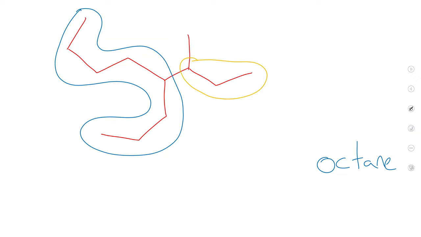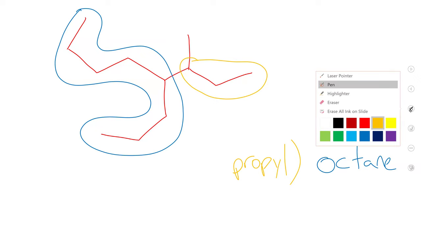Close. Our longest continuous carbon chain coming off of a branch, we have to call this carbon 1, because that's the part that's directly attached to the branch. Oh. So that's a propyl group. But our propyl group has a branch on it. That's why we use the parentheses. So one ethyl.